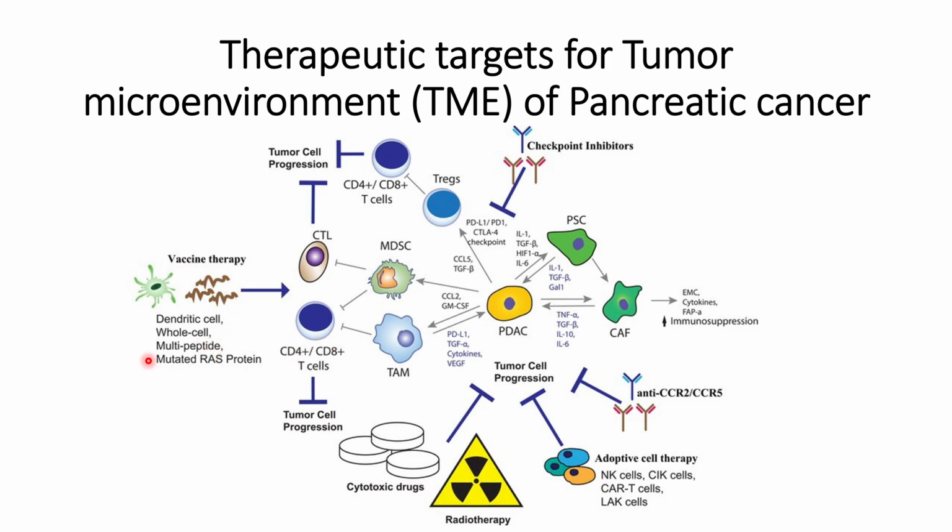Without this vaccine therapy, what is happening is that myeloid derived suppressor cells and tumor associated macrophages will prevent the activation of these immune cells, and thereby the immune cells remain inactive and do not act against the pancreatic cancer cells. However, if these immune cells get activated by vaccine therapies, they can function against the pancreatic tumor cells and prevent tumor cell progression.